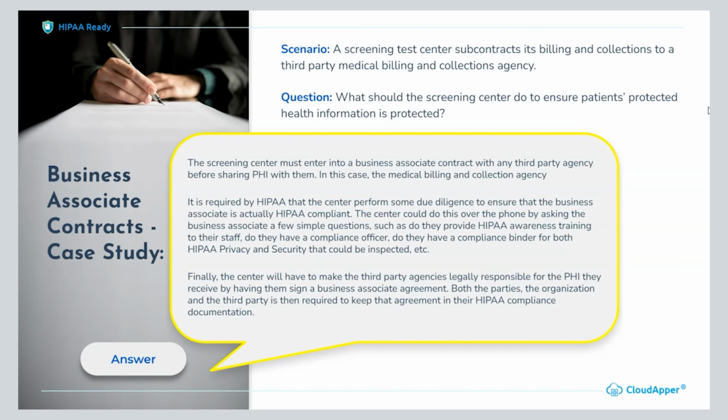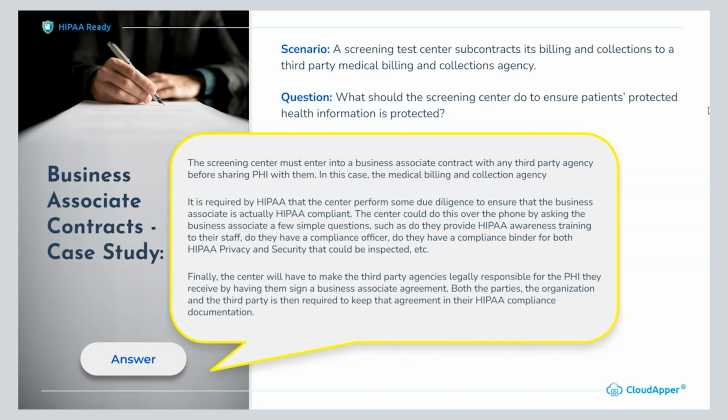The center could do this over the phone by asking the business associate a few simple questions, such as: Do they provide HIPAA awareness training to their staff? Do they have a compliance officer? Do they have a compliance binder for both HIPAA privacy and security that could be inspected?